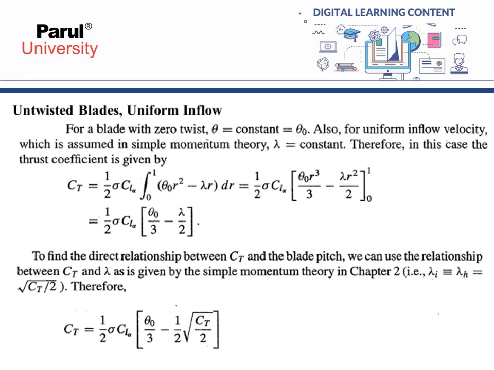To find the direct relationship between Ct and the blade pitch, we can use the relationship between Ct and lambda as given by the simple momentum theory in chapter 2. That is, lambda = lambda h = square root of Ct by 2. Therefore, Ct = 1/(2 sigma) CL alpha (theta naught by 3 - 1/2 square root of Ct by 2).